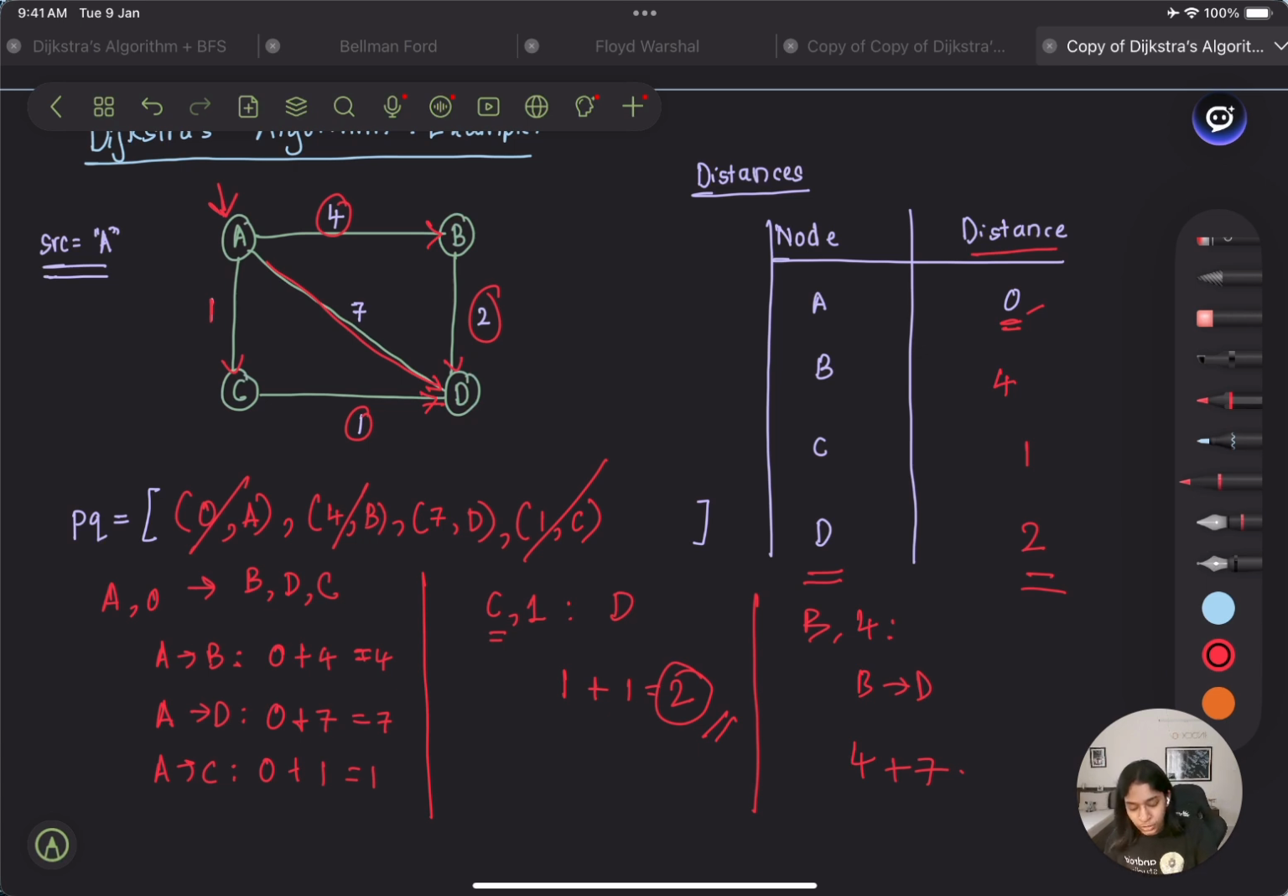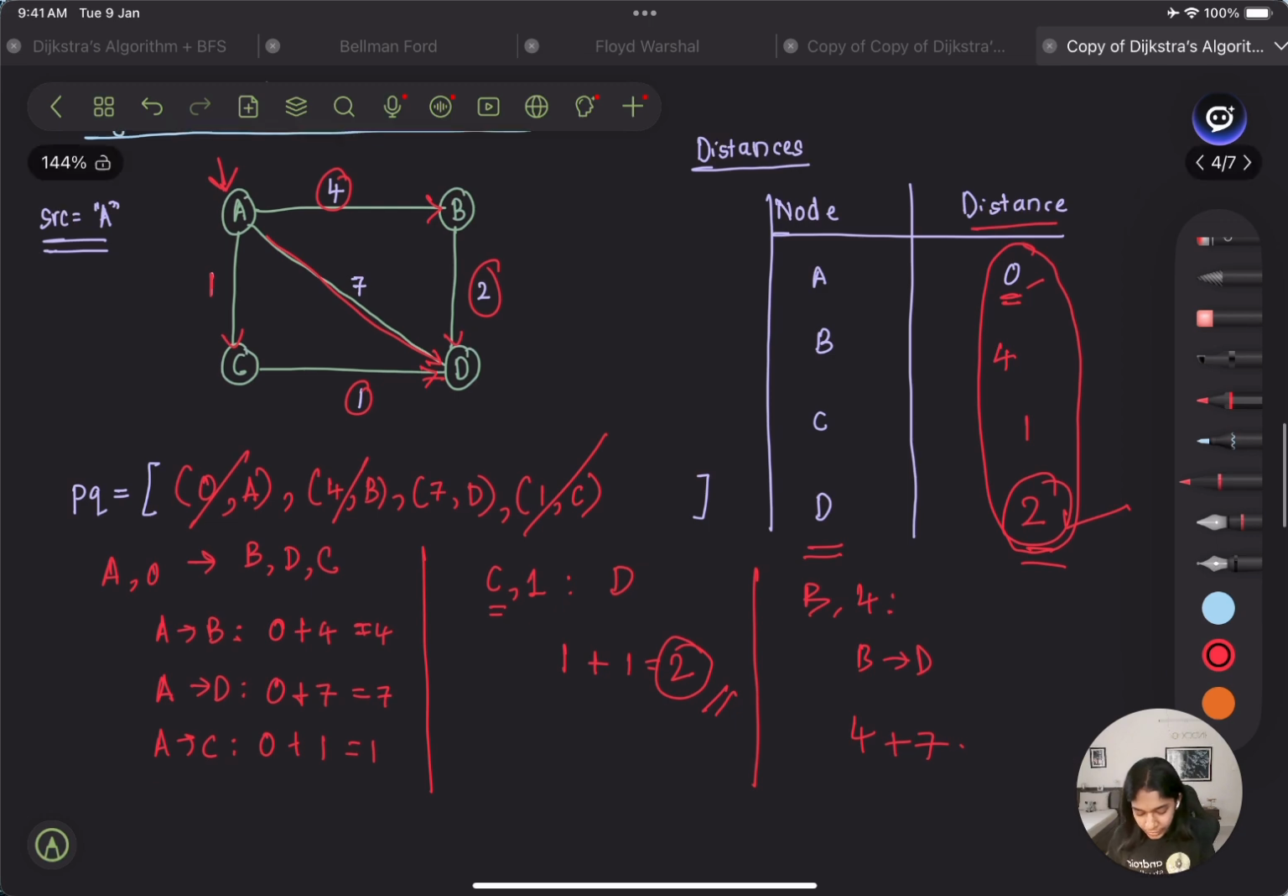Okay, so what we do is we return this whole distances array if we're asked to find the shortest cost path from the source to all of the nodes. But if we were just asked from A to D, a specific source and destination, we would have returned 2. Yeah, that's how it works.